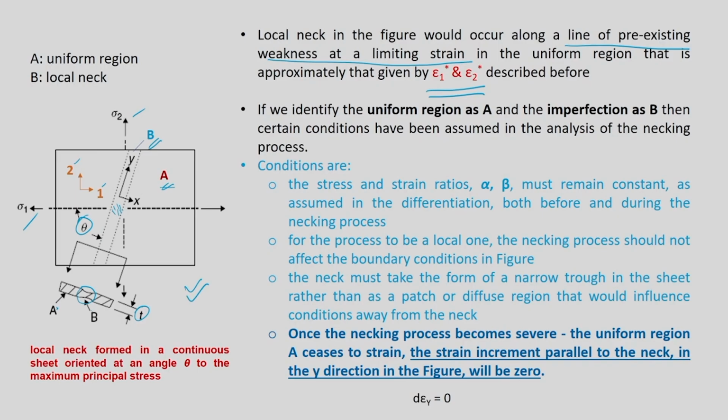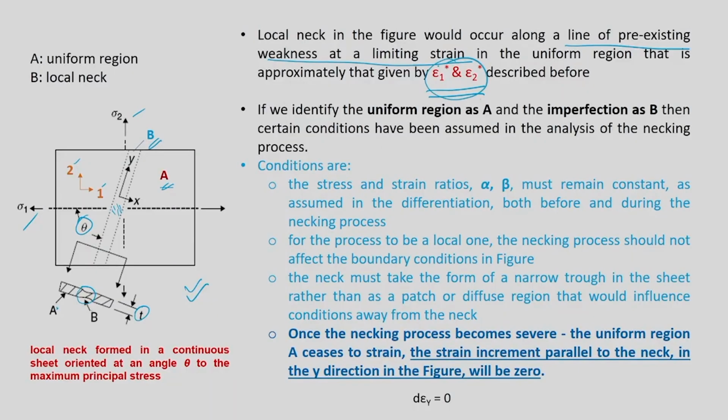That means that suppose you take a sheet and you assume that there is an imperfection like we have done before. Then necking is going to happen in the pre-existing weakness, let us say for example imperfection, along that direction. Let us imagine that necking is going to happen in that location, then epsilon 1 star and 2 star, the uniform region is shown as a forming limit strain. That is the physical meaning of this epsilon 1 star and 2 star, and how is it related to this B region is what is given here.